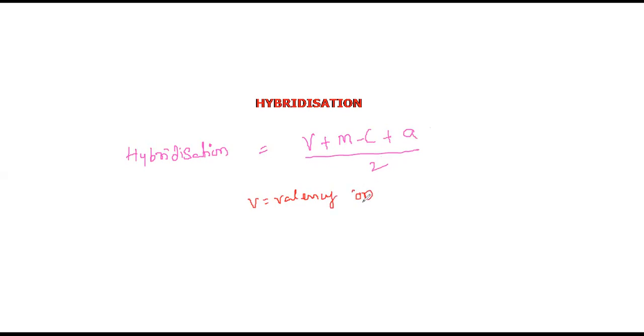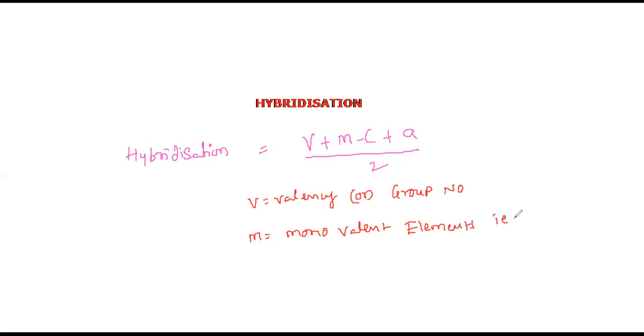I will give you one trick. So here, hybridization equal to V plus M minus C plus A by 2. What is that? V equal to valency or group number. M equal to monovalent elements. Generally, we consider them as elements.